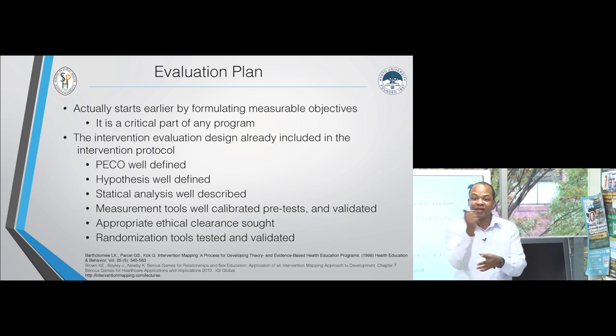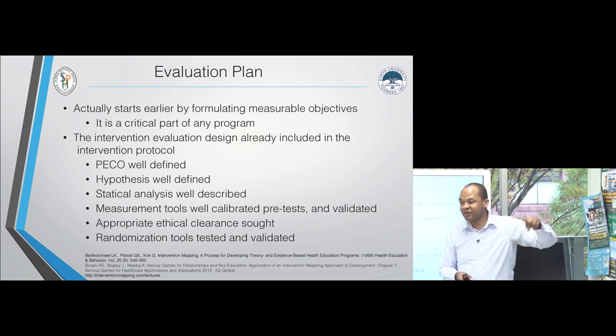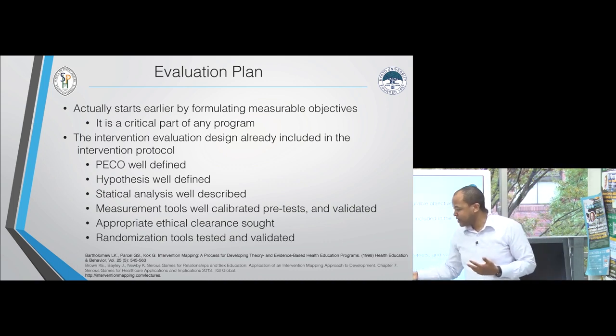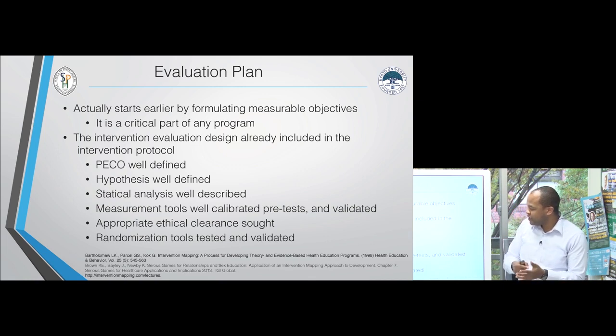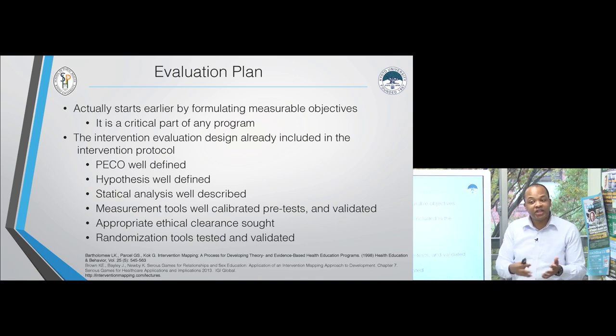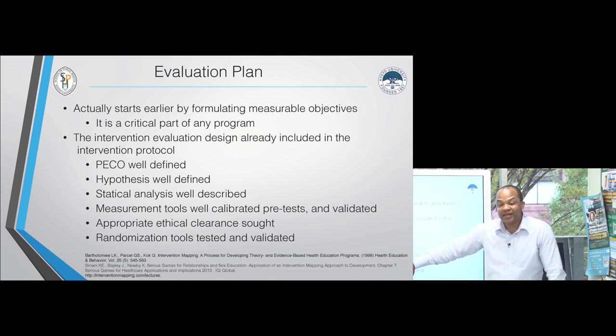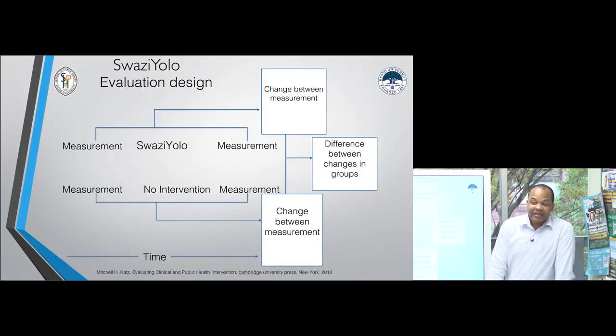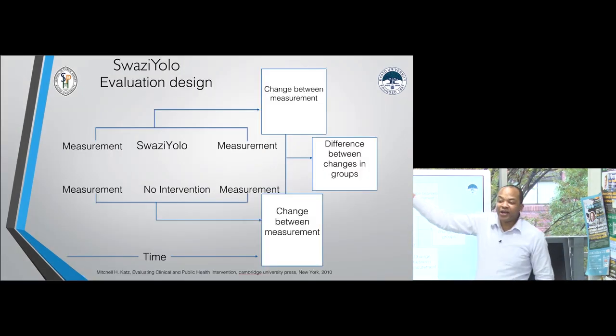Your hypothesis has to be linked to what happens in the game, the outcomes of the game or the intervention. Then also the statistical analysis should be well described. And then the measurement tools are well calibrated, pre-tested, and validated. And then appropriate ethical clearance. And you also test the randomization, because we are doing a randomized controlled study. So you test the randomization and make sure that everything works. We've already done that, and the Swazi-Yolo evaluation plan looks like this.